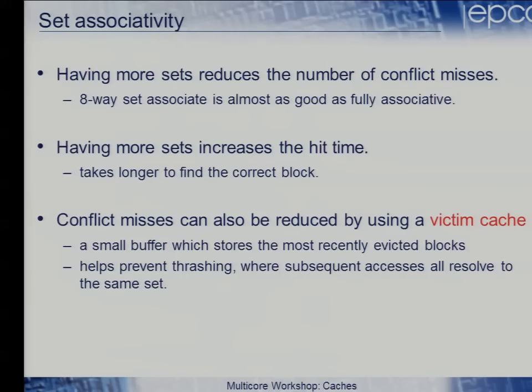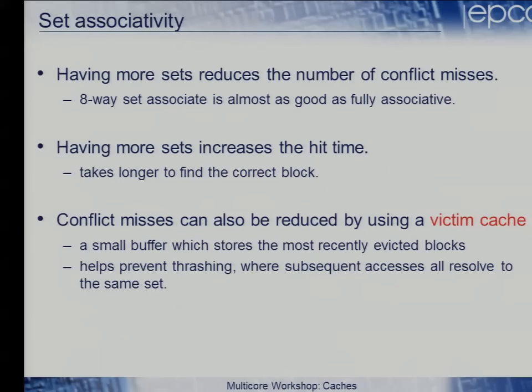Set associativity, obviously more ways reduces the number of conflict misses, unless you have a completely pathological case where you're trying to load thousands of cache lines into the same place in cache. Experiments have shown apparently that 8-way is as good as fully associative. I don't know on what test set, but I've heard this from a number of places. I don't quite know where it comes from. Somebody must have written a paper on this. 8 equals infinity, presumably. But 8, in practice, seems to be almost as good as fully associative.